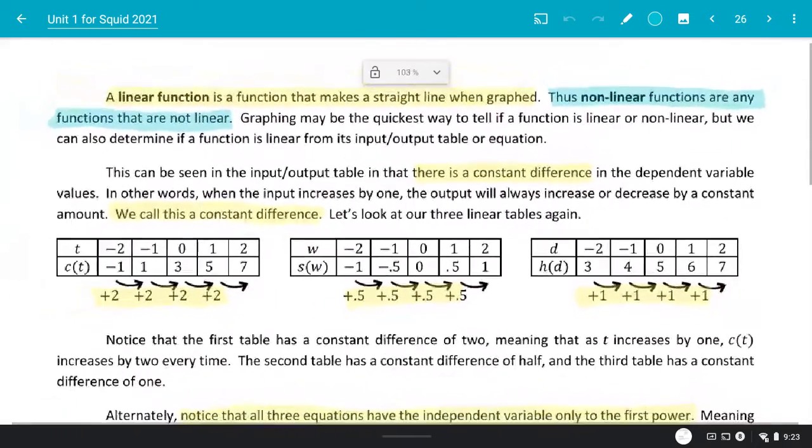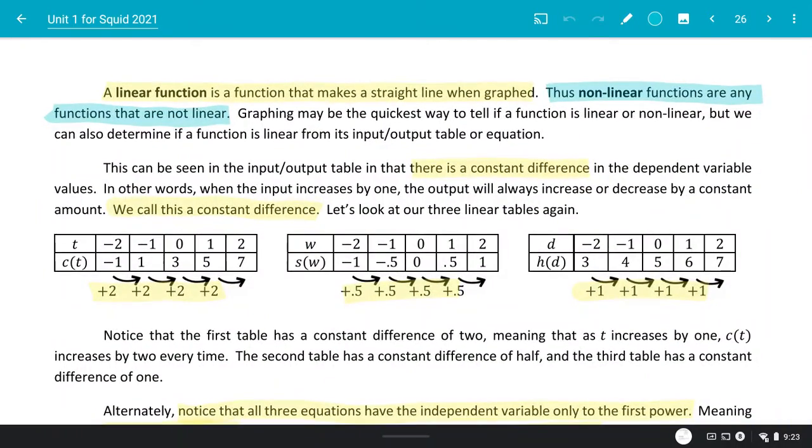A linear function makes a straight line when it's graphed. Nonlinear functions are not linear. So if it's a straight line, it's linear. If it's not a straight line, it's nonlinear. That should be pretty simple and straightforward, yeah?